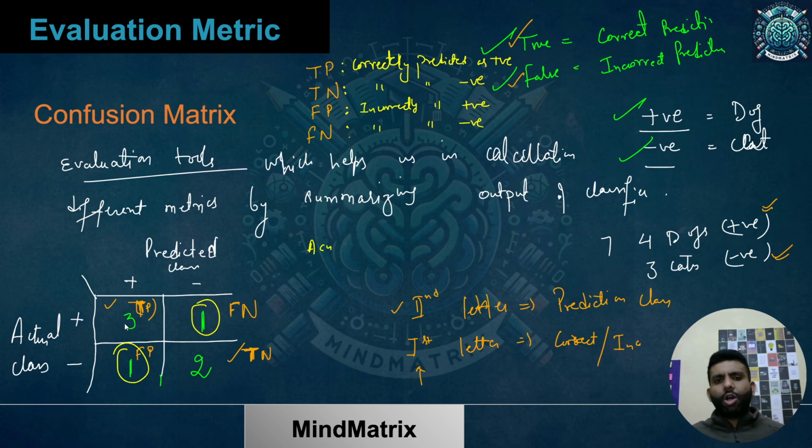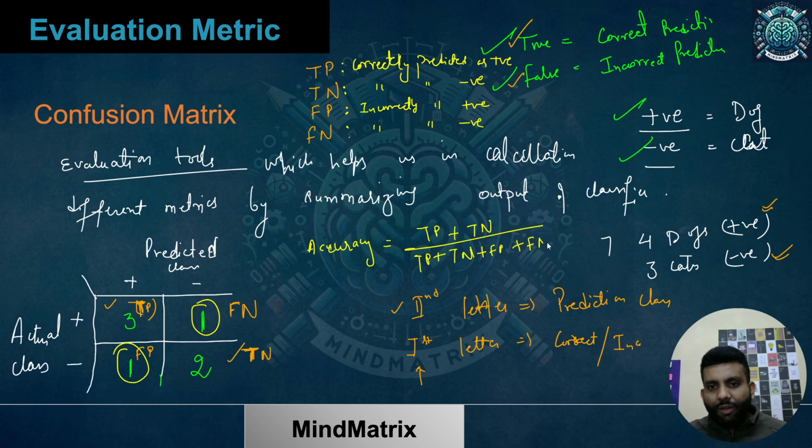So if I talk about the accuracy from here, what is your accuracy? It is nothing but true positive plus true negative divided by true positive plus true negative plus false positive plus false negative. I hope this idea is clear. Very simple over here. This is quite simple, how accuracy is calculated with the help of the confusion matrix.